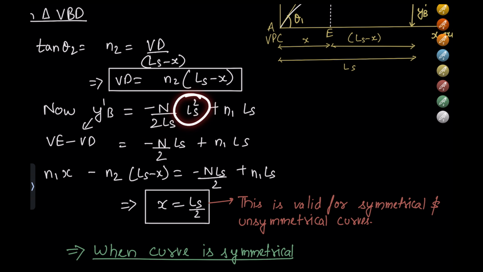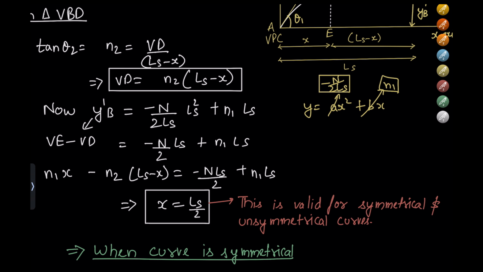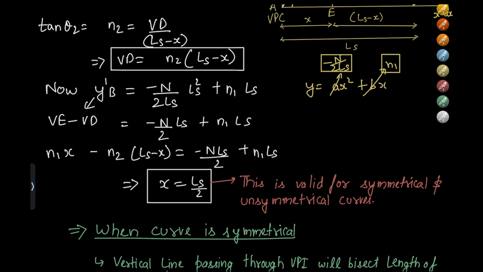So let me write that equation first. Y is equal to ax square plus bx, where b was equal to n1 and a was equal to minus n upon 2ls. That we'll have to remember. This equation we have to remember. So in the value of x we'll put ls. So we'll get this equation.